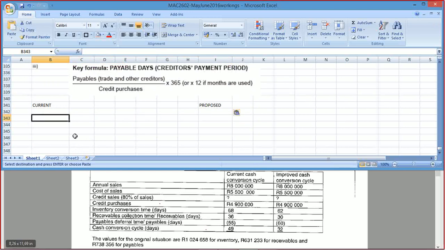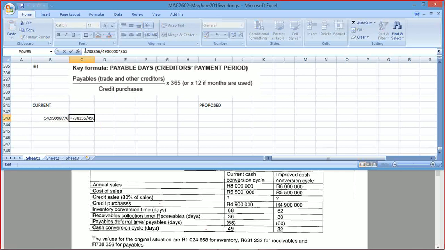Right, current and proposed. Again, the question gave me an answer. Let's see what you get though. 738356 divided by credit purchases, don't need to open brackets, times 365. Okay, 50 or 60 days. 55 days, yeah, that's right. See, it's correct. Same as the information in the question. Do you see that? Yes, sir. Okay, so now proposed is 60 days.